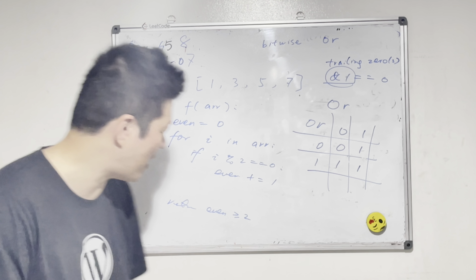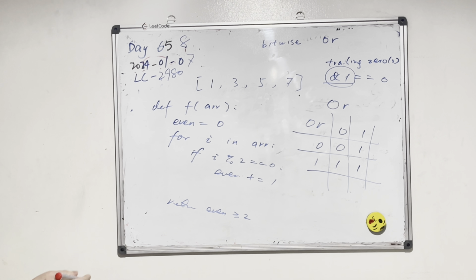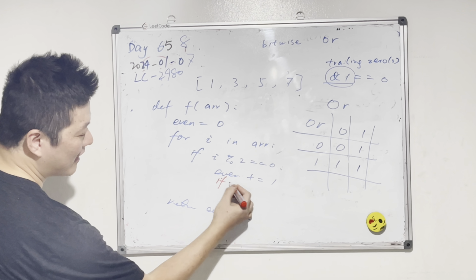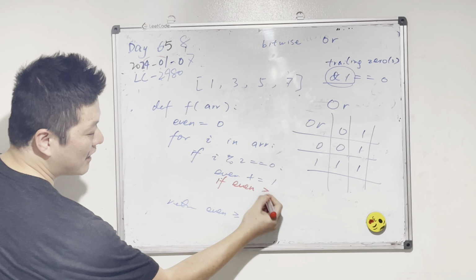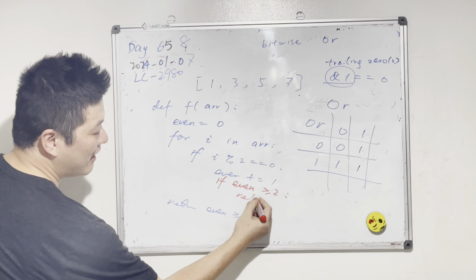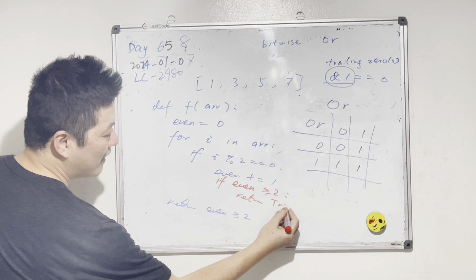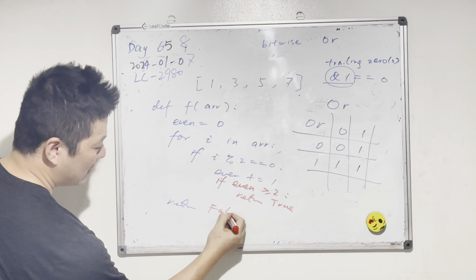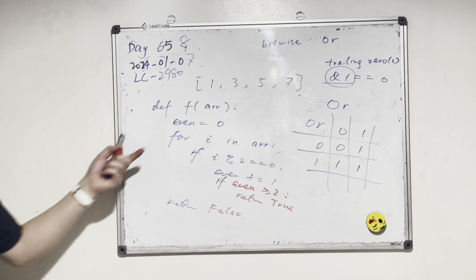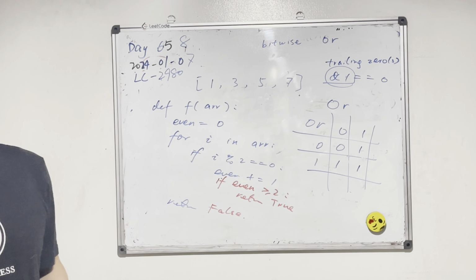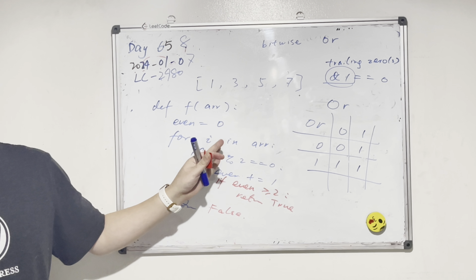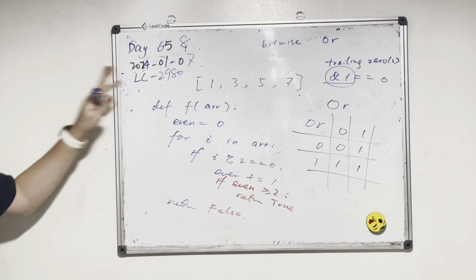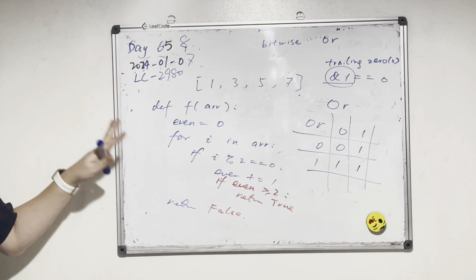That's the only thing we can improve here. Adding here: if the count is bigger than or equal to 2, then we can return true, right? And that's it. Then here we just change it to return false, because as long as we have found 2 even numbers, we can stop counting. Okay? So the time complexity is still O(n), and the space complexity is still O(1).